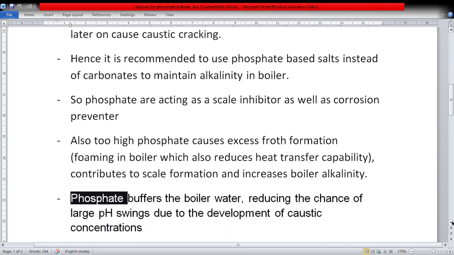Also, too high phosphate causes excess froth formation. Everything has to be within a certain limit. You cannot keep adding phosphate again and again, because after a certain interval, froth formation takes place. This froth is also a very dangerous situation in a boiler, which reduces heat transfer capability, contributes to scale formation and increases boiler alkalinity.